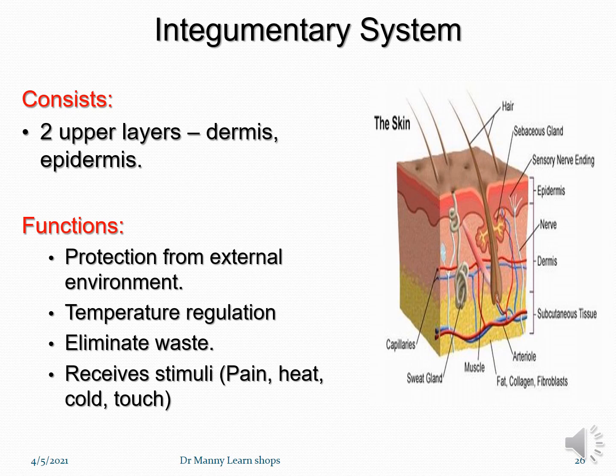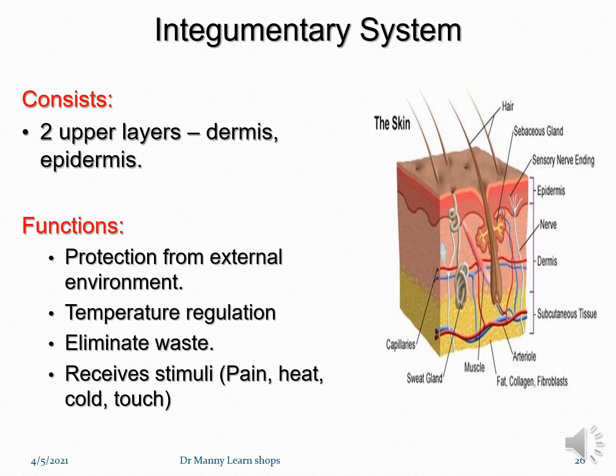The integumentary system is next. The integumentary system consists of more than just the skin, but we're just going to be looking at the skin. The integumentary system consists of skin, hair, and your nails, your fingernails and your toenails, your hair on your head and your body. But the integumentary system, when it comes to the skin, consists of two upper layers called the dermis and the epidermis.